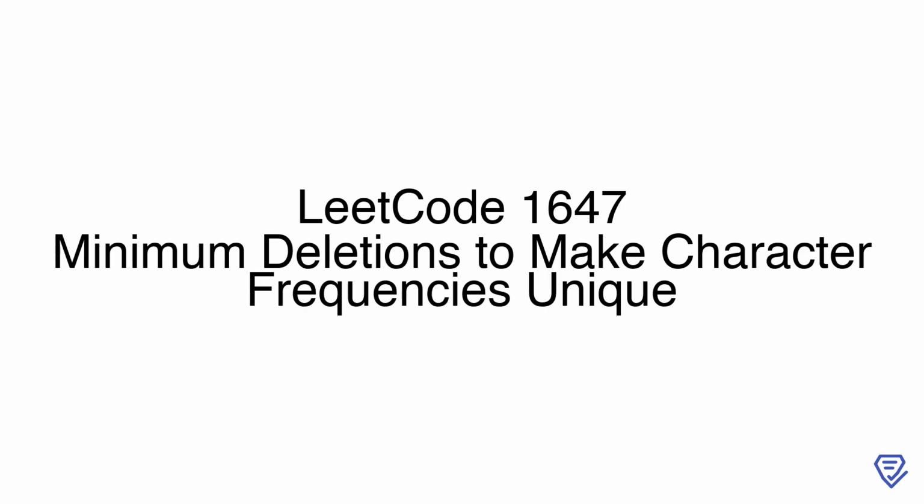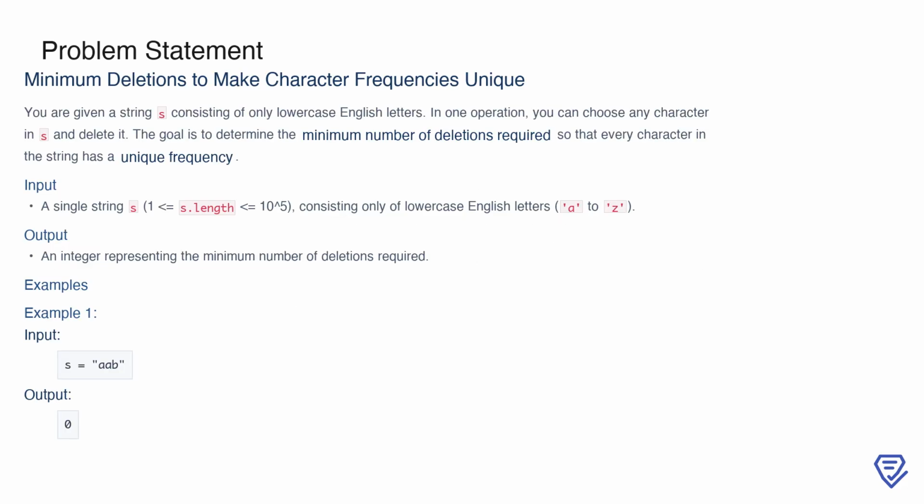Let's dive in. In this problem, you're given a string s made up entirely of lowercase English letters. The task is to determine the minimum number of deletions needed to ensure that every character in the string has a unique frequency. To clarify, a frequency is simply the number of times a character appears in the string. You're allowed to delete any character from the string as part of an operation, and the goal is to achieve this condition of unique frequencies with as few deletions as possible.